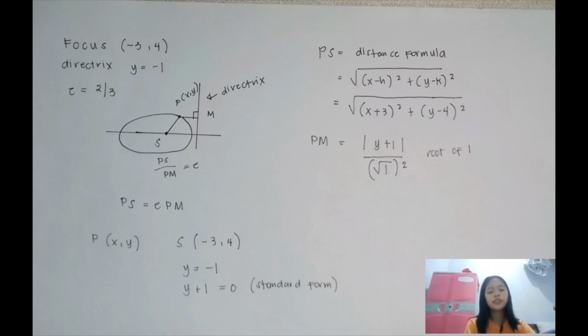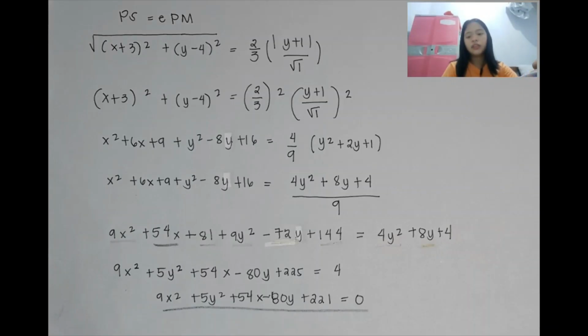So, we need to substitute x. Wala tayong value ng x. So, yung value ng h naman natin, which is ito, is negative 3, giving us x plus 3 squared. Plus, we don't have value of y, bring down y, and the value of k is 4, giving us y minus 4 squared. So, sa PM naman natin, meron tayong y plus 1 over the root of 1. So, dito naman, ayun yung formula natin, PS is equal to eccentricity PM.